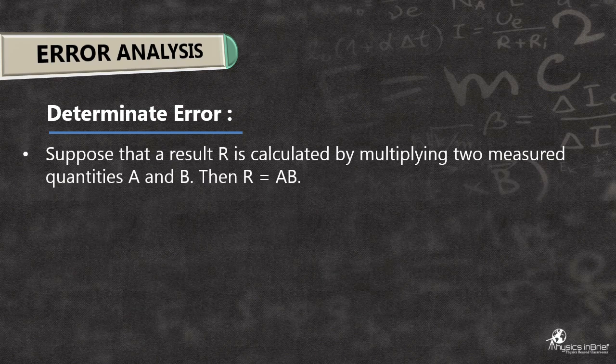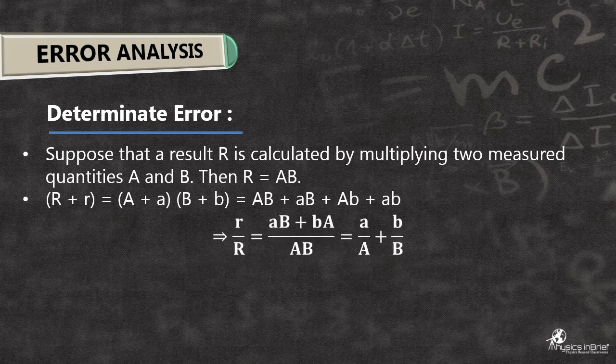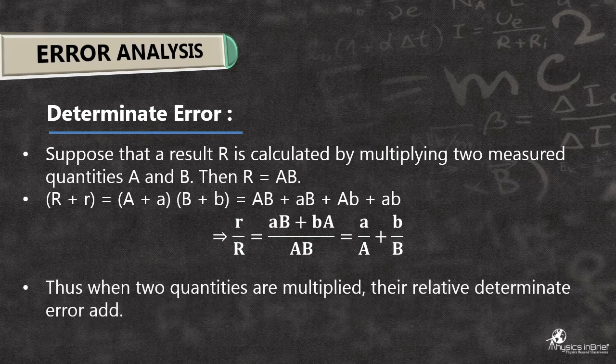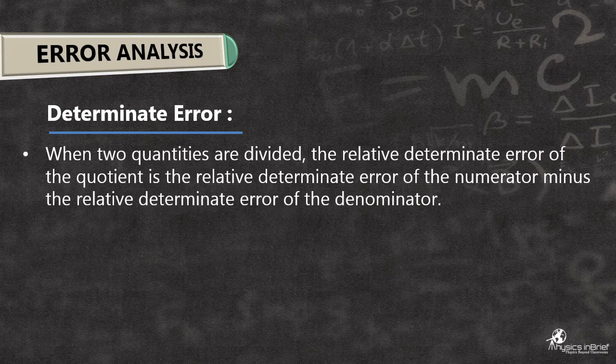Suppose that a result R is calculated by multiplying two measured quantities, A and B. Then R is equal to A times B. Calculating, we get the relative error as the sum of the relative errors of A and B. When two quantities are divided, the relative determinate error of the quotient is the relative determinate error of the numerator, minus the relative determinate error of the denominator.